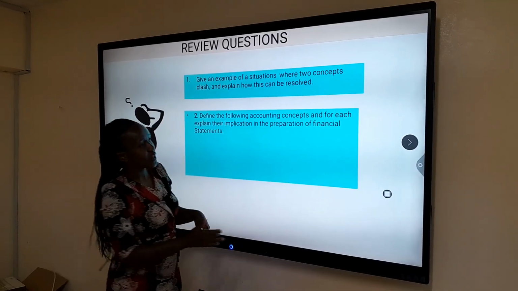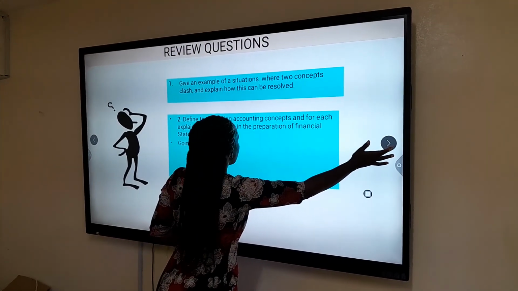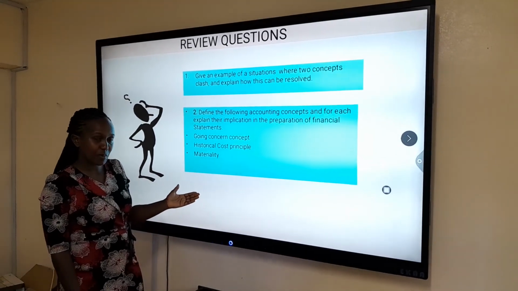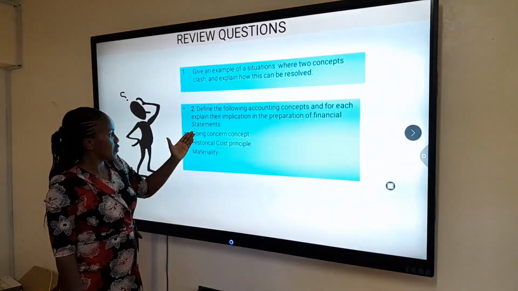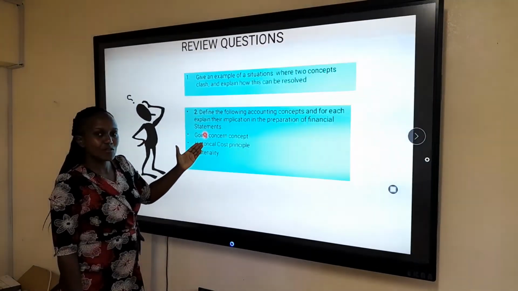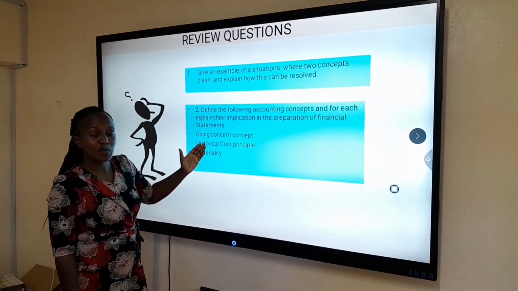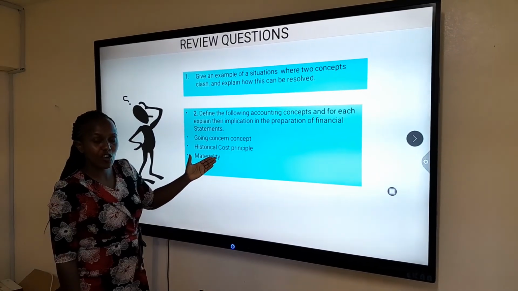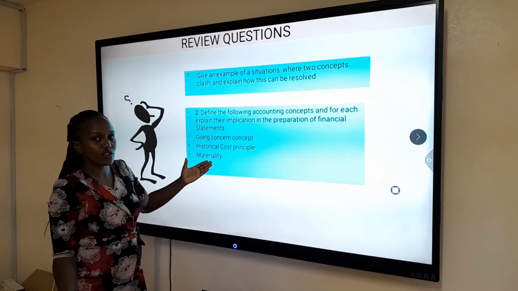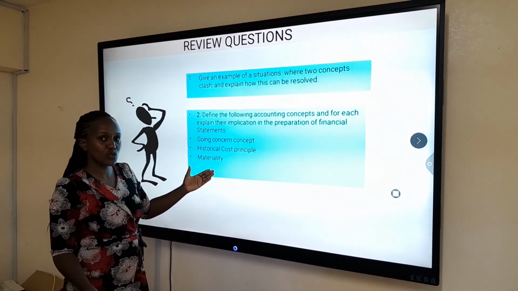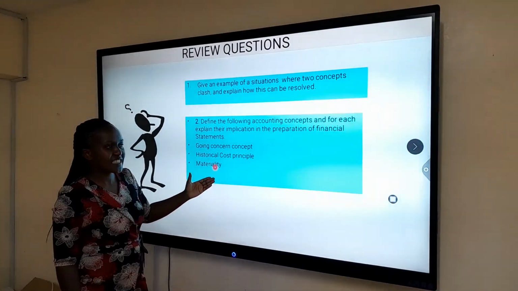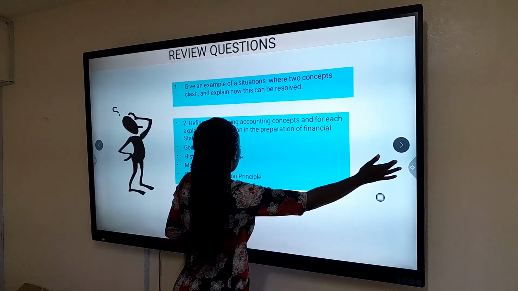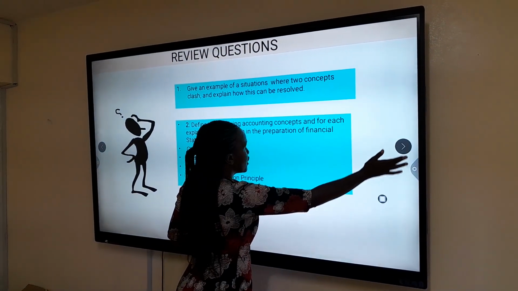Another question is, define the following accounting principles or concepts. For this one you can do it, because we have explained them. You can talk about what is going concern. We have said it is about continuity of the business into the foreseeable future. Historical cost is recognizing assets at their historical cost, the amount of money that was used to acquire them. Materiality, I will not dwell on it again, we have overdone it. Revenue recognition.